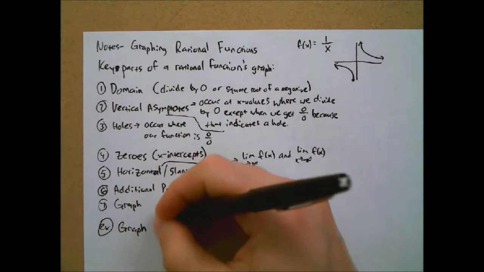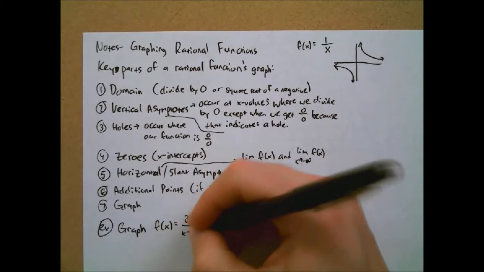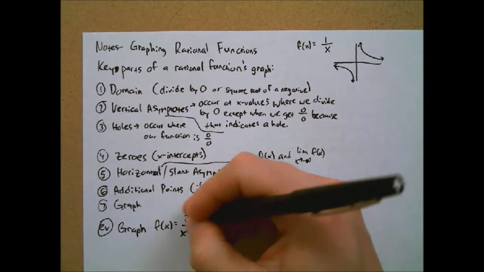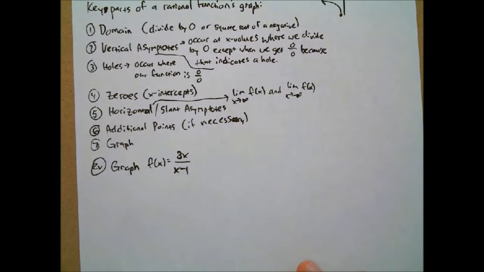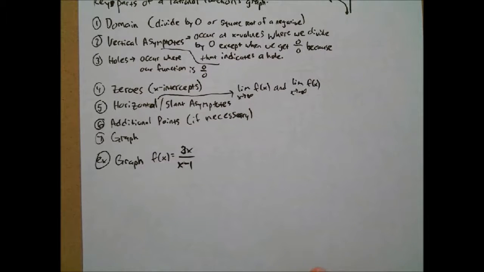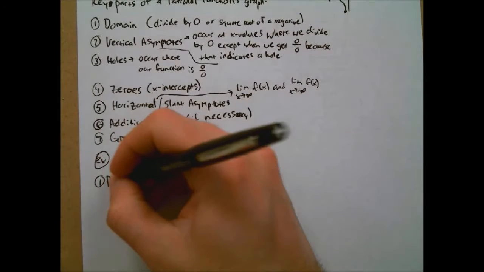f of x is equal to 3x over x minus 1. So we'll start with a very simple kind of rational function. So let's take a look. Number 1, let's analyze the domain here.